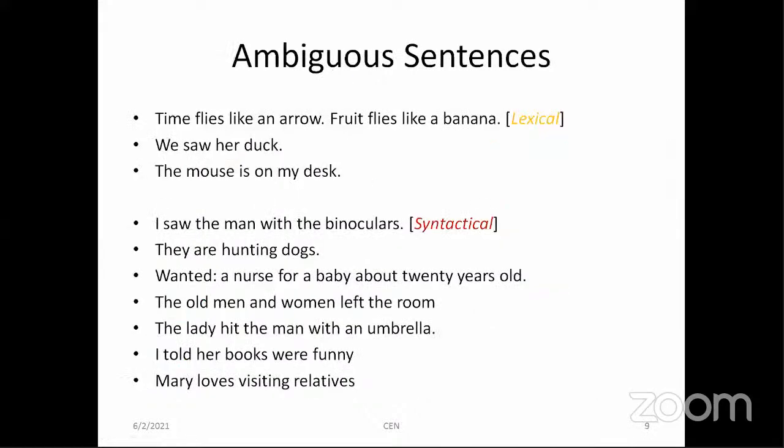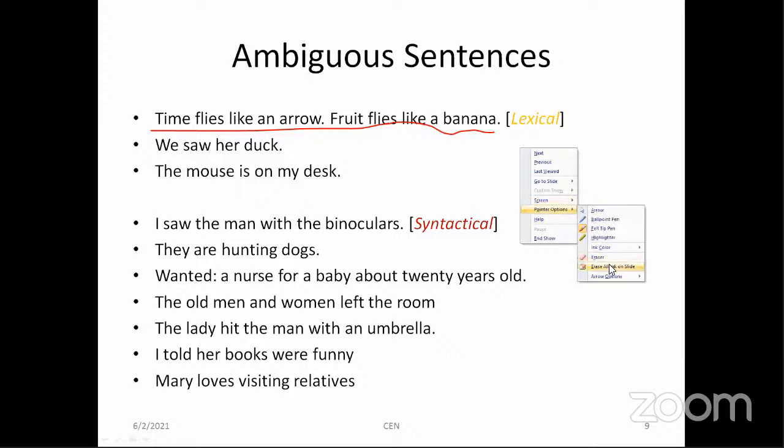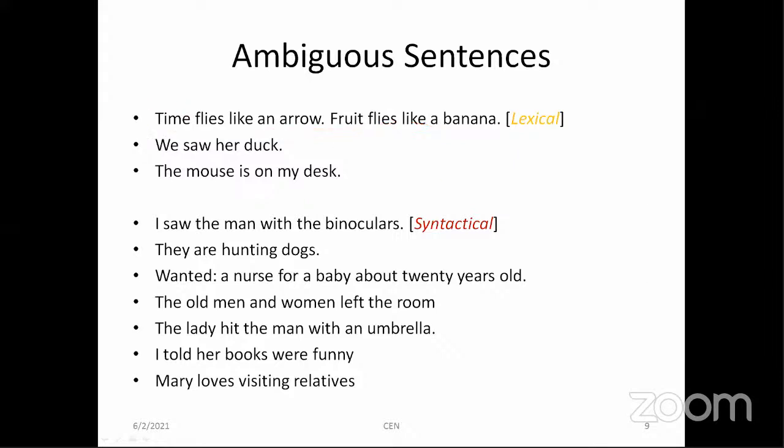Okay, the next example. You can see here: time flies like an arrow, fruit flies like a banana. What is the meaning of this sentence and what is the ambiguity here? Participants? Time flies like an arrow, fruit flies like a banana.